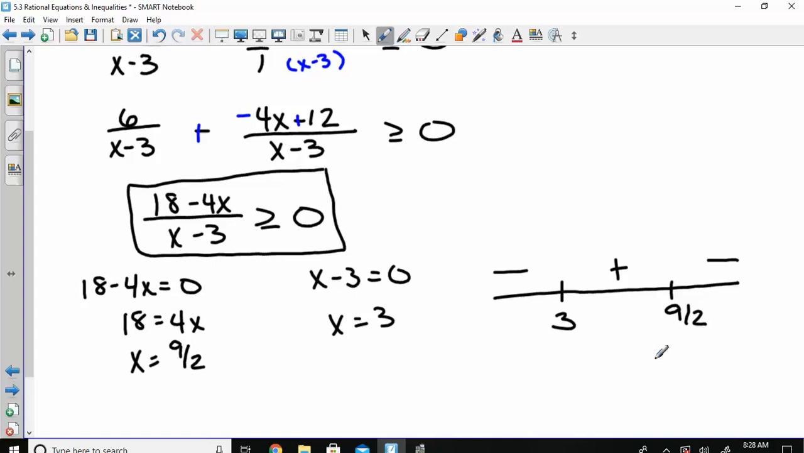Okay, what did we want? It's looking right here. Greater than is positive, so that's this section. Equal to means bracket. Which of these cannot have bracket? The 3, because it's on the bottom. So our answer will be parentheses 3 comma 9 over 2 with a bracket.